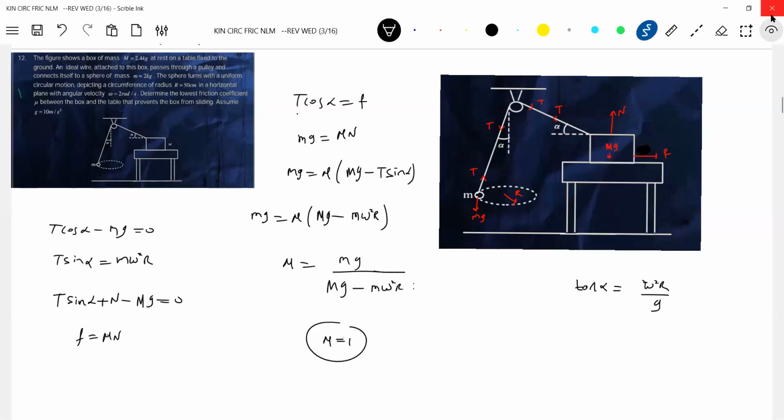If the value becomes less than this, then equilibrium is not possible. Anything greater than this, equilibrium will be possible, as the static friction will come. If the value becomes more than this, then definitely the friction will not be sufficient to overcome T cos alpha, then equilibrium is not possible. This is the lowest value he is asking. Anything greater than this, okay, fine, equilibrium is possible.